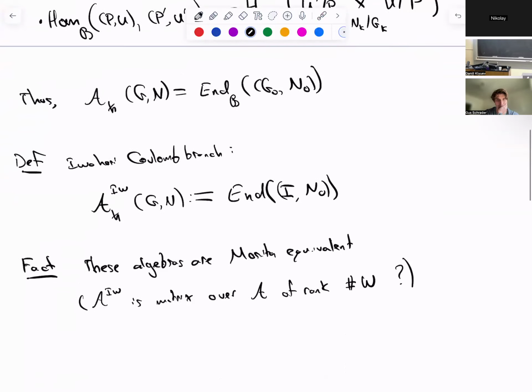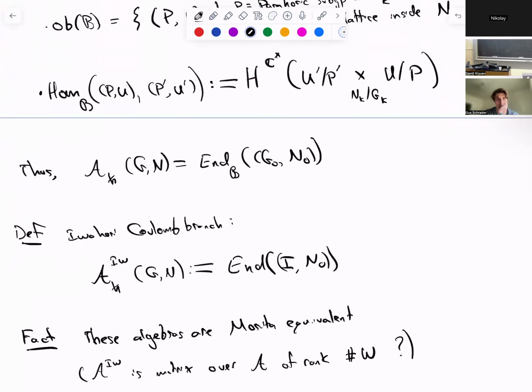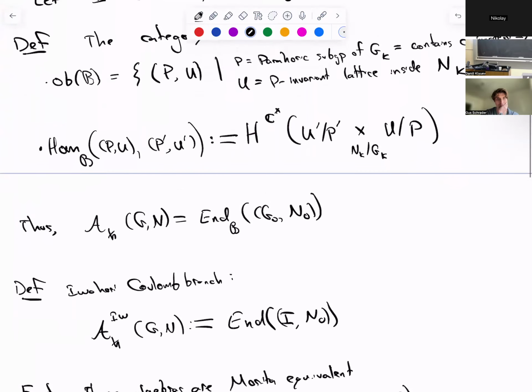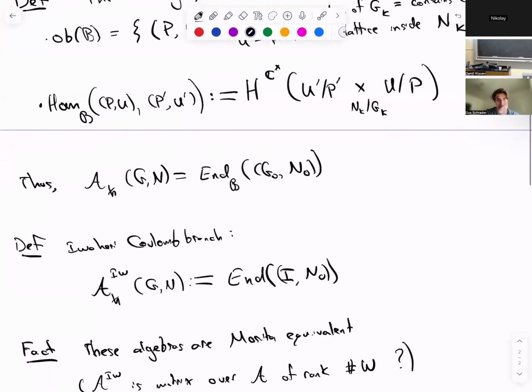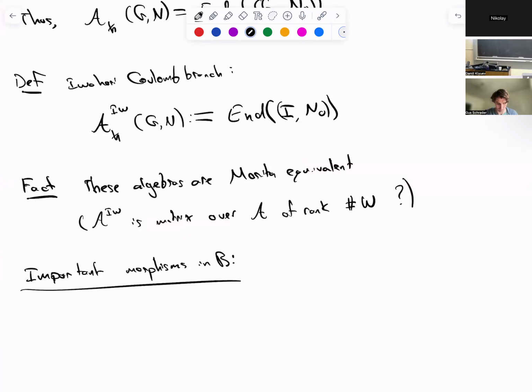Okay, so I think we just introduced a category for which the Coulomb branch sits inside as an endomorphism algebra. The advantage here is that we can actually write down many morphisms inside this category. And in fact, these will generate the endomorphism algebra. So let's write down a few important ones. I'll call this, there's going to be 5, and I'll start the list from 0.